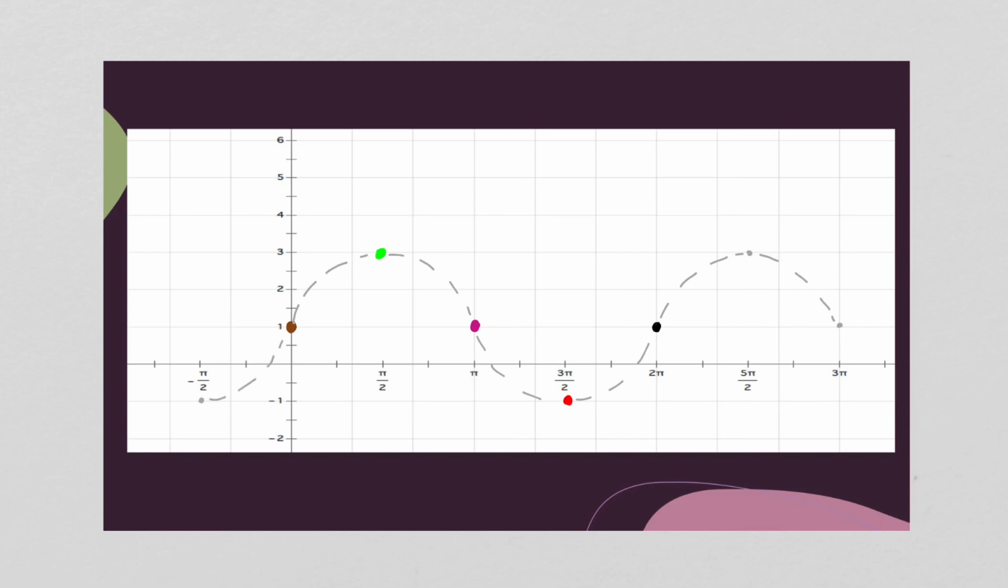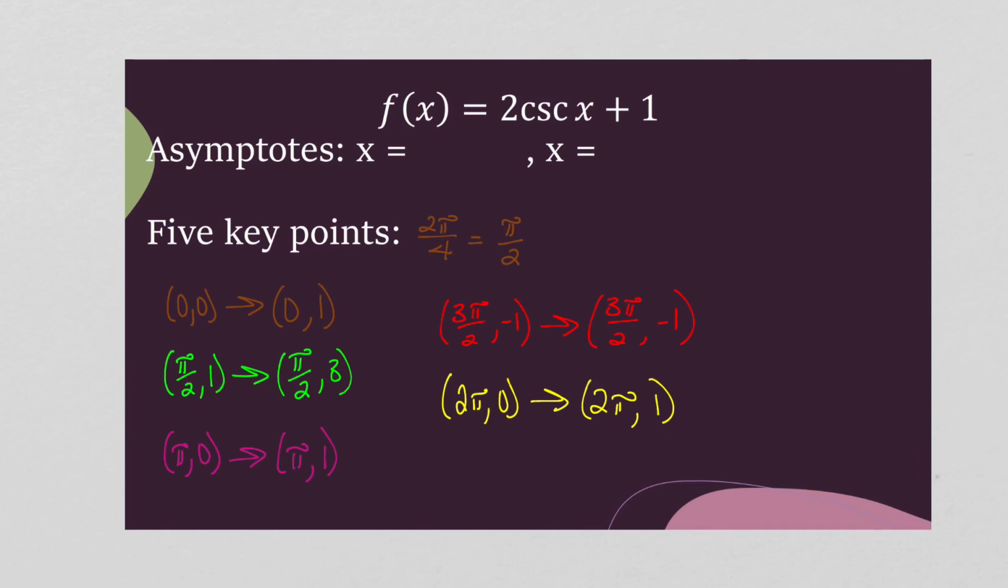Okay? So, where are the asymptotes? Well, the asymptotes are at the midlines. They're the x values of the midlines. So we're going to have one at 0, one at pi, one at 2 pi, and one at 3 pi. We only need to list 2, so I'm going to list 0 and pi as my asymptotes.